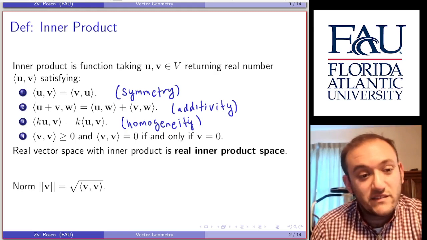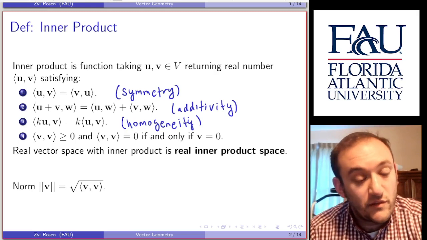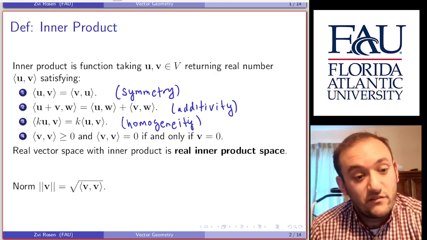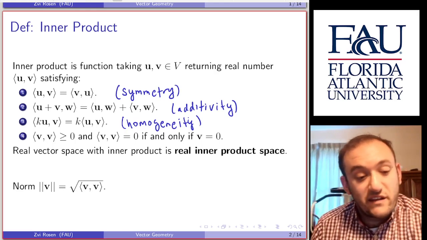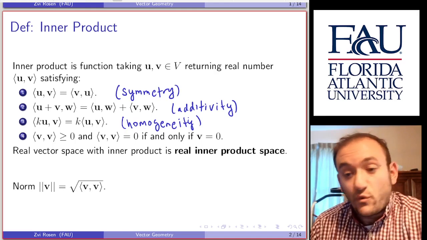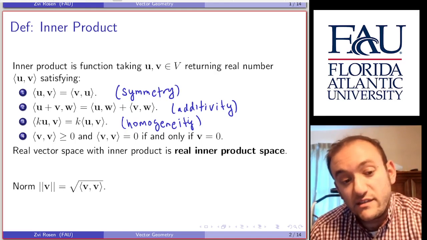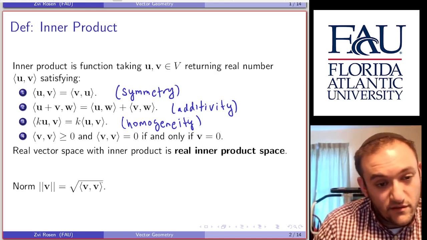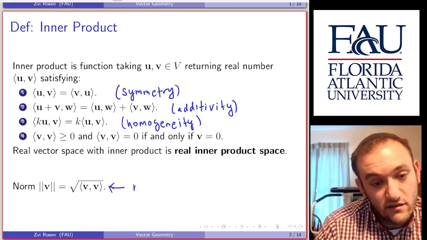One more aspect of this definition, particularly related to the final property here, is that the norm of a vector, signified by 2 vertical lines on each side of the vector, is equal to the square root of the inner product of the vector with itself. Okay, and this is well defined because we know that the inner product of a vector with itself is always non-negative at least.